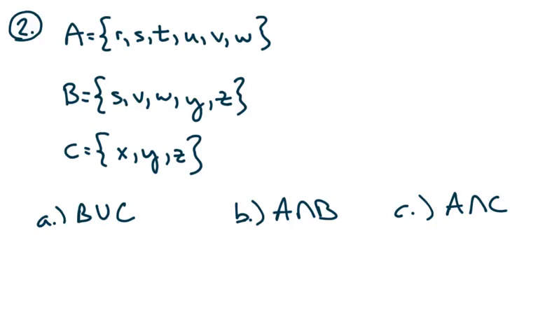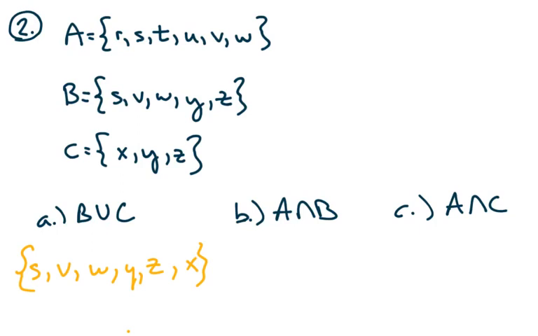So B union C. Again, union means what? Union means everything they have. So I rewrite the B, which is S, V, W, Y, Z. And then I'm going to write what's in C, but I'm not going to repeat anything. So Y and Z are the last two letters in both, so I won't write those down. X is the only one that isn't in B, and that's going to be my answer.